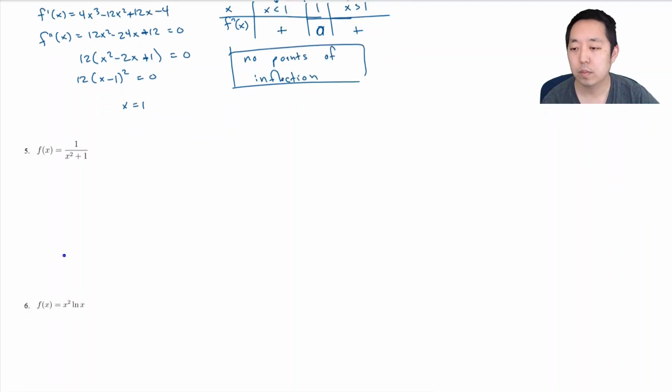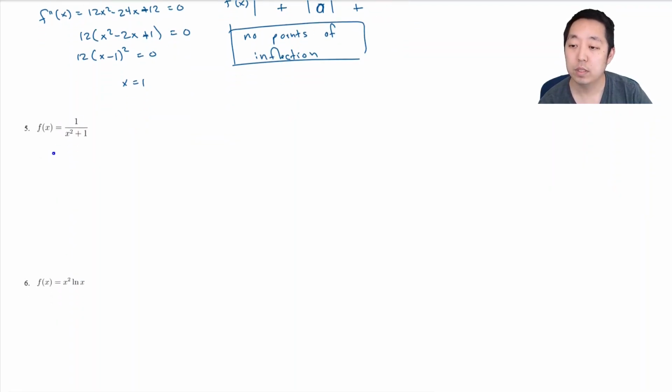Okay. Let's look at number 5 here. First, I'm going to write this to do the first derivative. I write this as x squared plus 1 to the negative 1, and that way I can do power rule with chain rule. You could do quotient rule, either way is fine. It's just a personal preference. I like it in this form because it makes it easy to do the second derivative and multiple derivatives. So first, the outer function is a power, so I've got to do power rule.